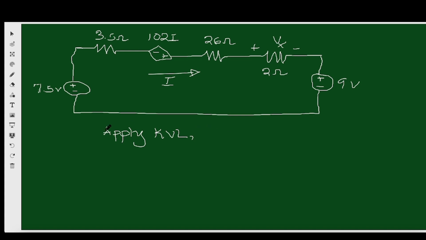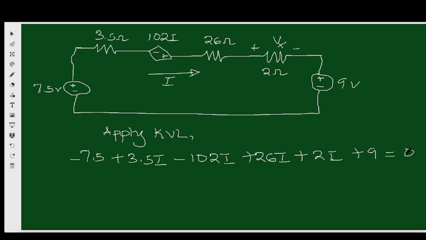So applying KVL, what do we have? If you start from 7.5, you can see it's moving clockwise, so it will be entering the negative of this 7.5 volts voltage source. So that's minus 7.5 volts plus 3.5 I, plus, that will not be plus because it has a voltage source and it's entering the negative, right? It will be negative 102 I, and this is a resistor, plus 26 I. This is another resistor, plus 2 I, and this is a voltage source, plus 9 volts, which is equal to 0, right?